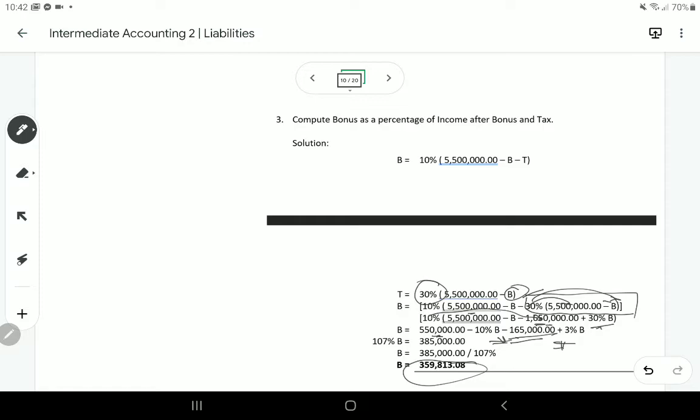550,000 comes from 10% times 5,500,000. 10% B comes from 10% multiplied by negative B. Okay? Then further simplification, it becomes 107% here on the left side. Then, following, again, computation. Okay? So, that is how you compute bonus.